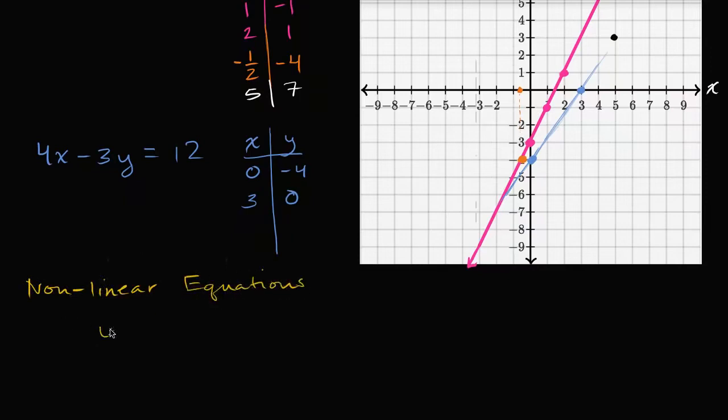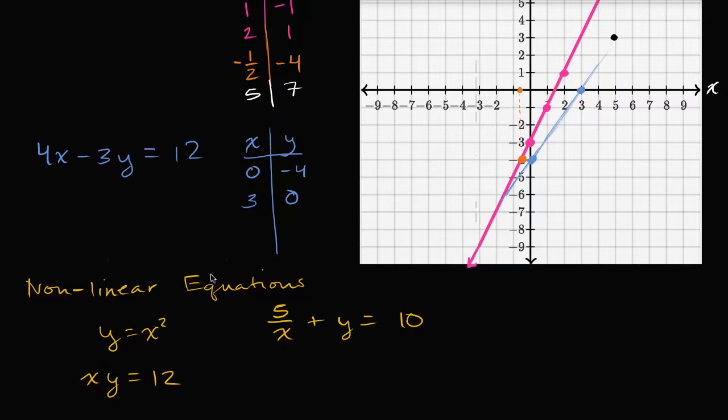Those could include something like y is equal to x squared. If you graph this, you will see that this is going to be a curve. It could be something like x times y is equal to 12. This is also not going to be a line. Or it could be something like 5 over x plus y is equal to 10. This also is not going to be a line. At some point, I encourage you to try to graph these things. These are actually quite interesting.